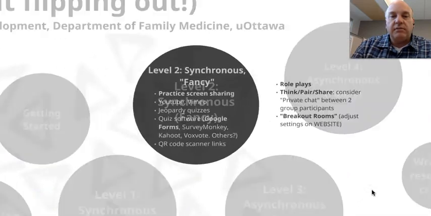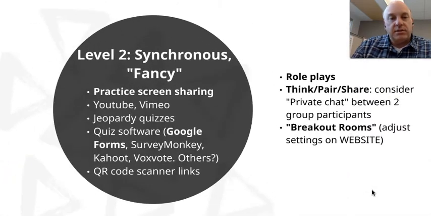Okay, level 2. Now we're getting fancy. So do the same thing. You can do screen sharing, like we said. Also, you can start to do things like more YouTube videos, or you can do online quizzes, things like the QR code at the very beginning, where people can hold up their phone and vote. You can use SurveyMonkey and Kahoot and VoxVote, things like that. If anybody's had any experience with this, I'd be happy to talk about it. You can use the QR code scanner links to get people off to see websites if you want them to use 2 devices at once.